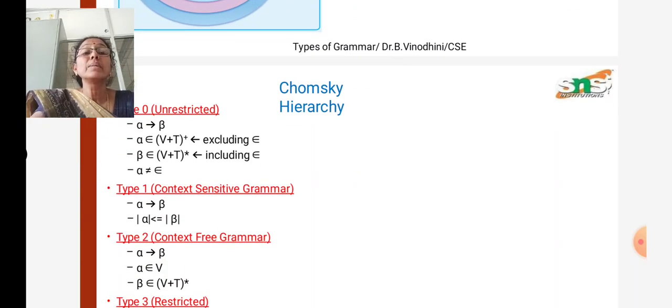Next, the definition and rules for defining type 0, 1, 2 and 3.